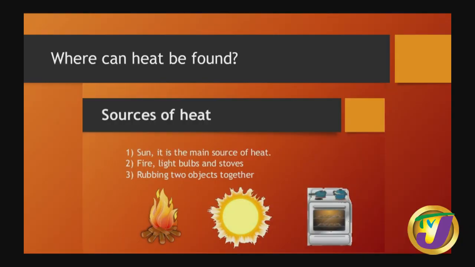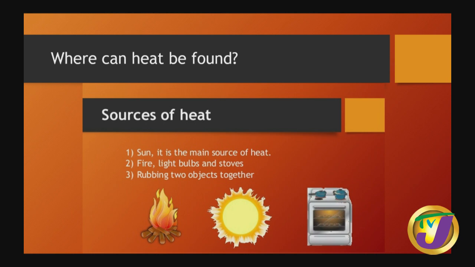Now, where can heat be found? Three examples are given here. The sun, of course, which is the main source of heat. Fire, light bulbs and stoves. When you light a fire or a stove, it feels warm. When you turn on light bulbs, well, with LEDs now they're a little bit cooler, but the incandescent filament bulbs are extremely hot. Yeah, they give off heat.